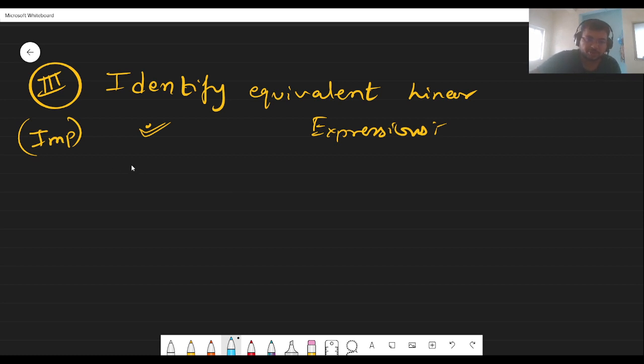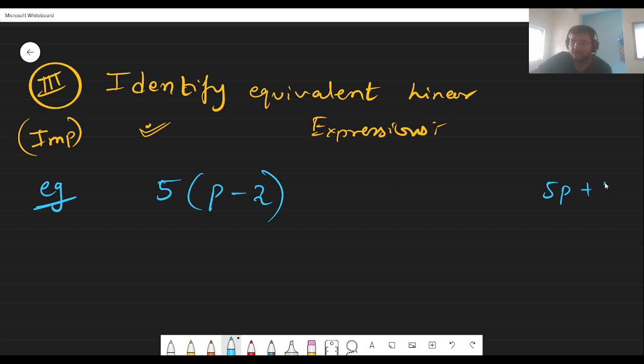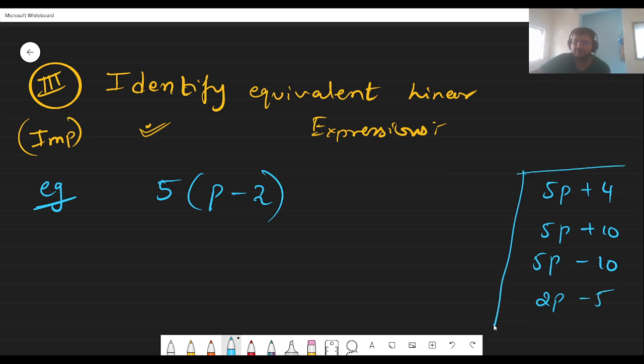What we have to do here is, you will be given an expression. Let's say there's an expression 5 times (p minus 2). Now you will have four options, and you have to tell which is the equivalent expression. Let's say the options are 5p plus 4, 5p plus 10, 5p minus 10, and 2p minus 5. So we have to select one of them.